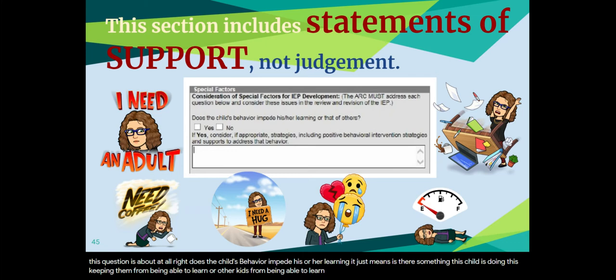When I'm talking with parents about this sentence, I really frame this as a section for support. So Sarah has some behaviors that are slowing down her learning or stopping her from learning, and we'd like to support her with some strategies in specially designed instruction. And that's why we're going to mark yes.